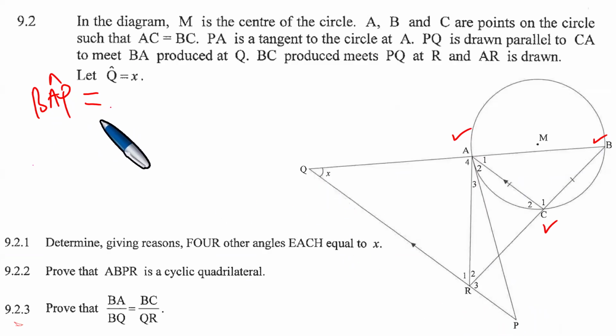Why? What is the reason? I'm hearing you: it is equal to Q, which is equal to X. Obviously, I can't say no until I get the reason from you. What do you think is the reason for this? Exterior angle. Yes, okay, good.